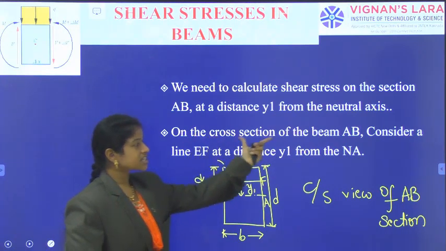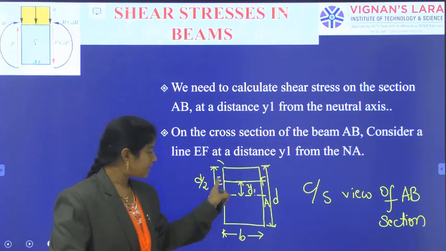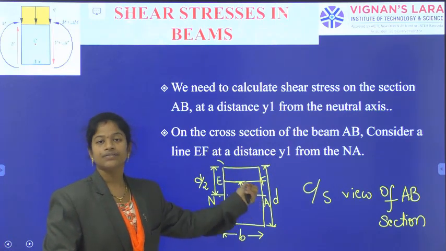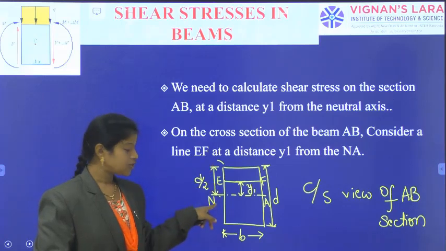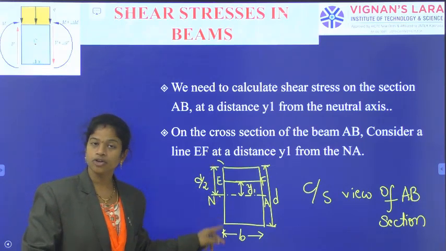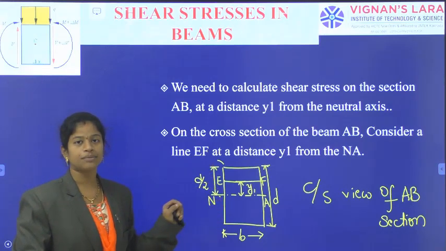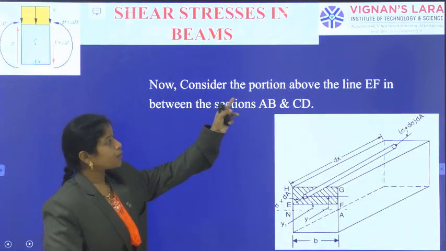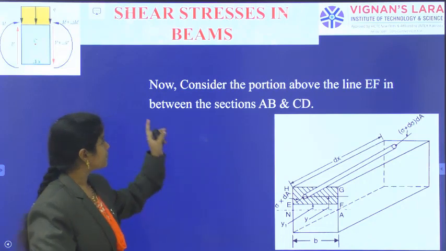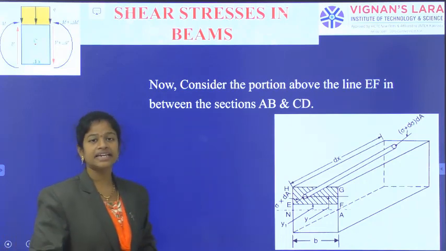There, on the cross section of AB, consider a level EF at a distance y1 from the neutral axis. Being a symmetrical section, I am taking the neutral axis at d by 2 from the top layer as well as from the bottom layer, d by 2. Now, consider the portion above the line EF in between the sections AB and CD.